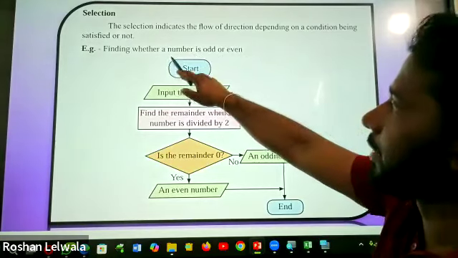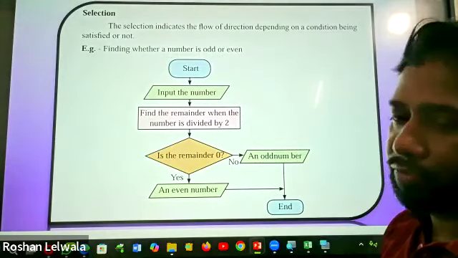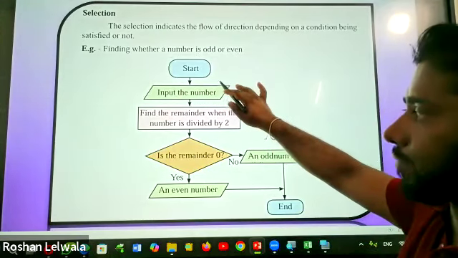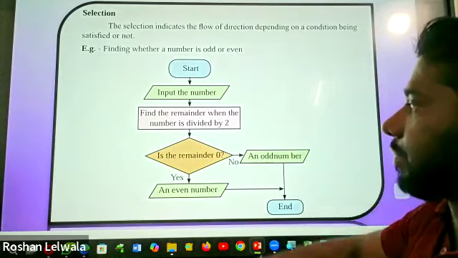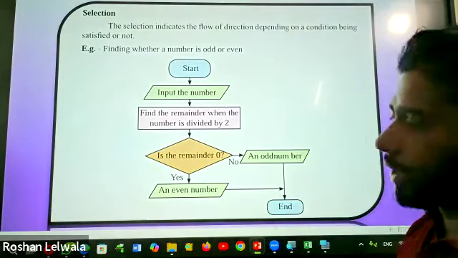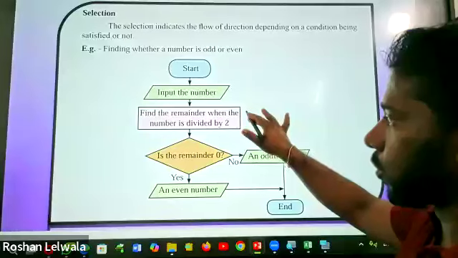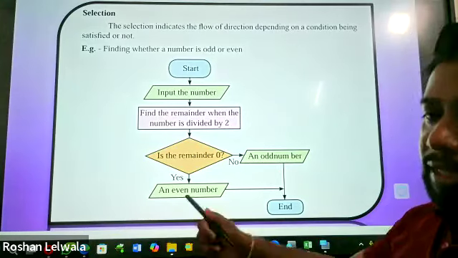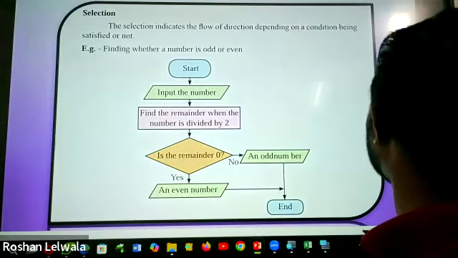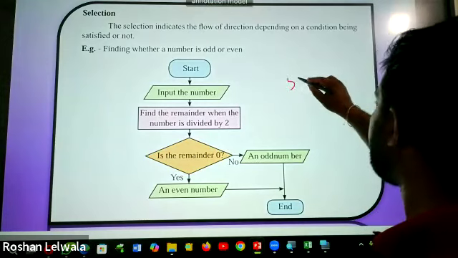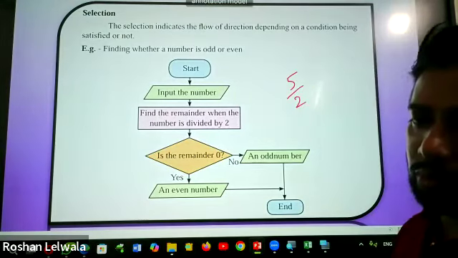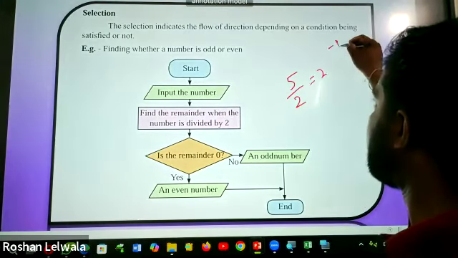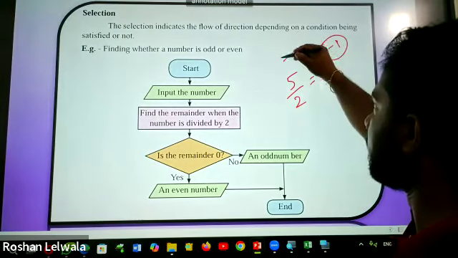Now the method for finding whether a number is odd or even. We are checking whether the number is odd or even. Input the number. Then find the remainder when the number is divided by 2. We are dividing the relevant number by 2 and finding the remainder. If the number is 5 and we divide it by 2, the answer is 2 but 1 is left. Then the number is odd.